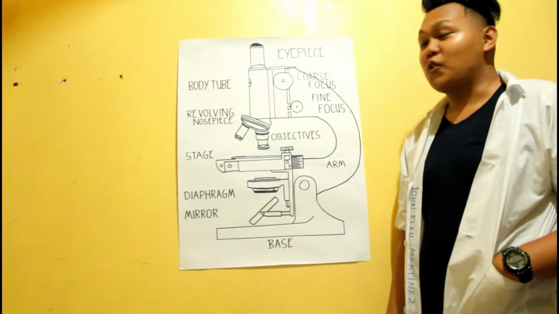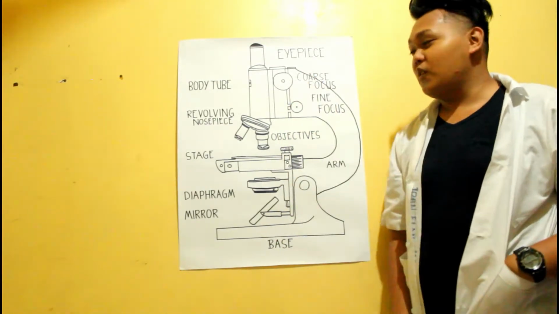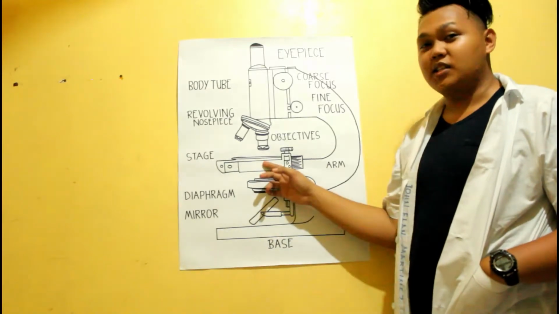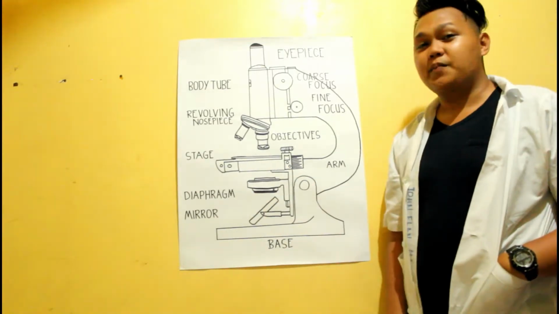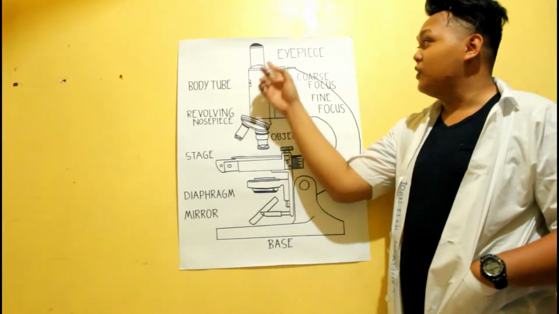Upon using the microscope, you are going to use the eyepiece to view the specimen. But before that, you are going to place your specimen onto the stage, and you are going to use the stage clip to stabilize the specimen. After that, you're going to check again through the eyepiece.